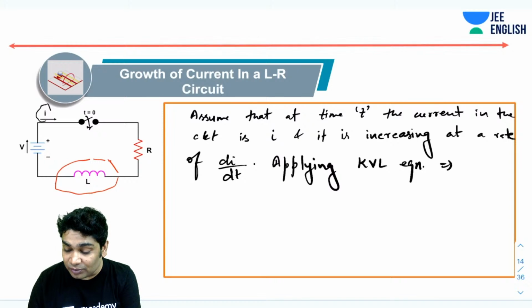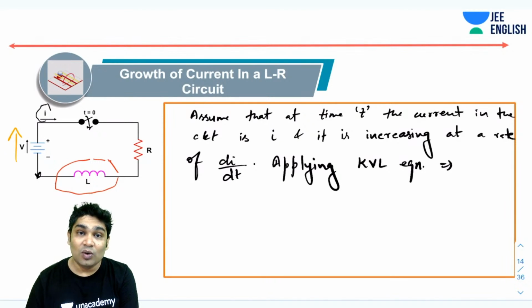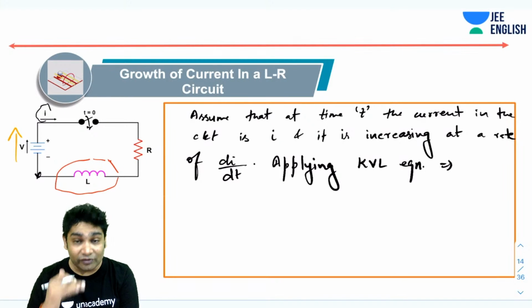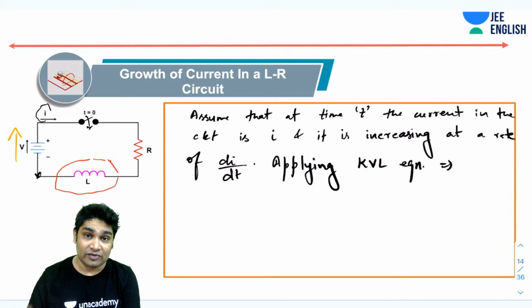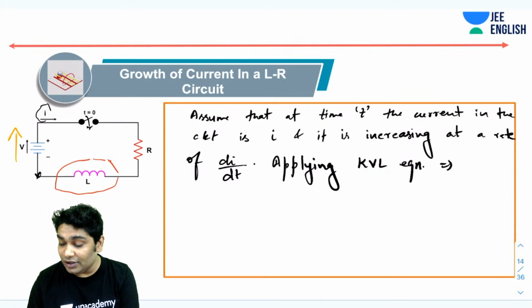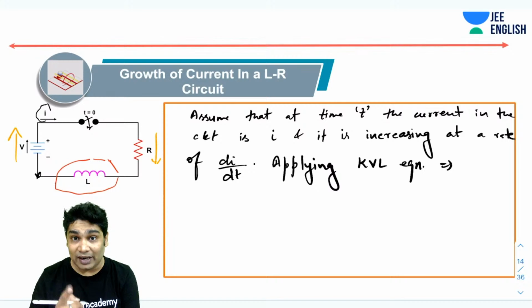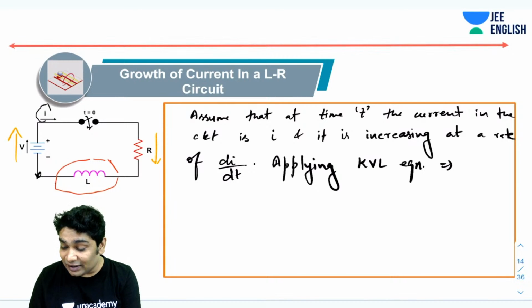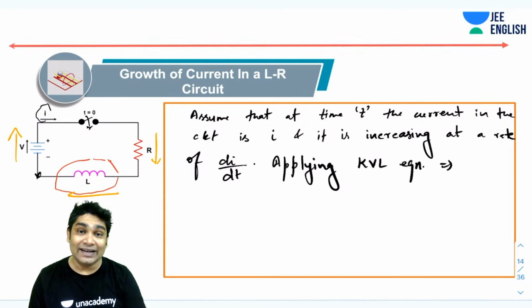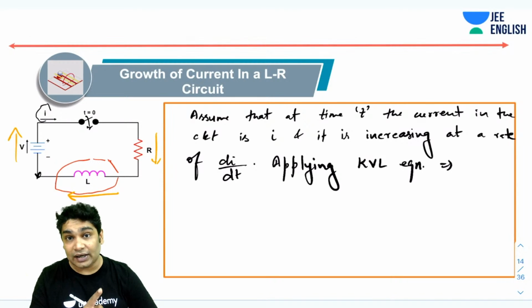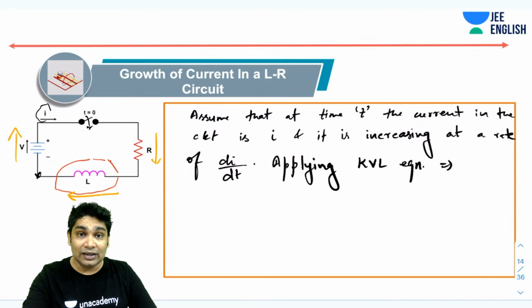So let's start from here and go around the circuit like this. When I cross this battery, the change in potential would be plus V, because you're moving from the negative terminal of the battery to the positive terminal. Similarly, when I cross this resistance in the direction of the current, the change in potential would be minus IR. Similarly, if I cross an inductor in the direction of the current, then the change in potential will be minus L di by dt.